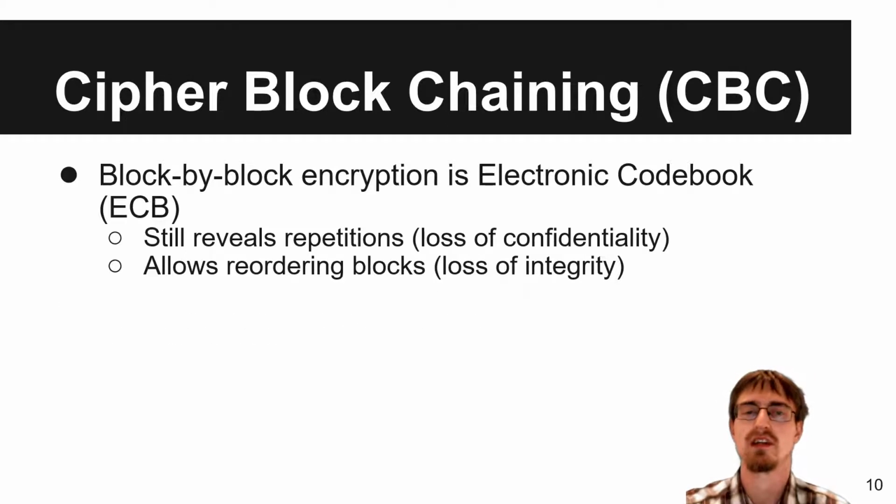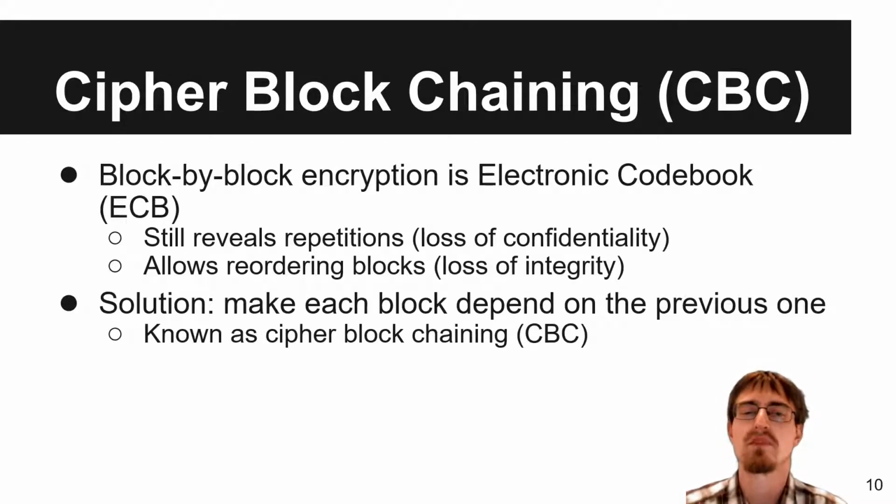So we need to do something else. What we do is called cipher block chaining, or CBC, which means that we chain every block to the previous one.